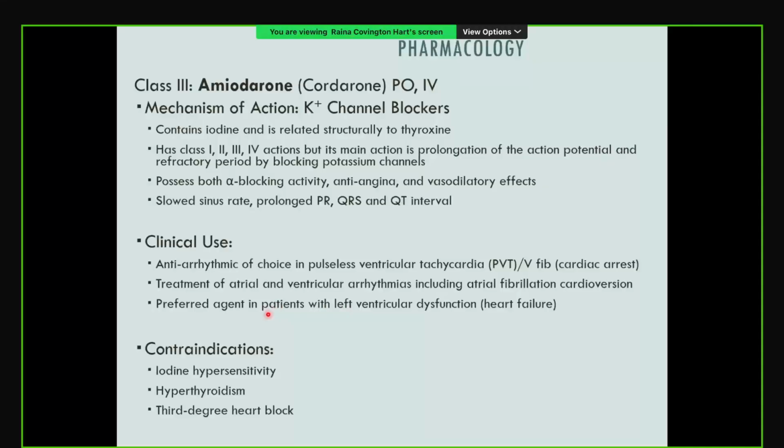Looking at your contraindications, so I said that it has iodine, so if somebody has any type of sensitivity. Hyperthyroidism, when we talk about the thyroid, you're going to see that we are going to talk about iodine, which is where we have different iodine moieties in our thyroid being made, and so that becomes a big thing. So with hyperthyroidism, we don't want to give amiodarone. And then heart block, okay?